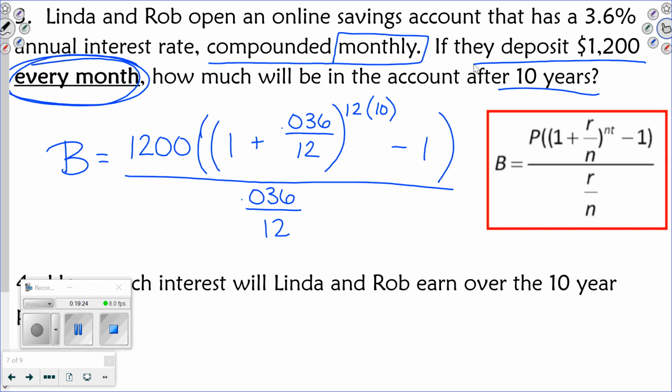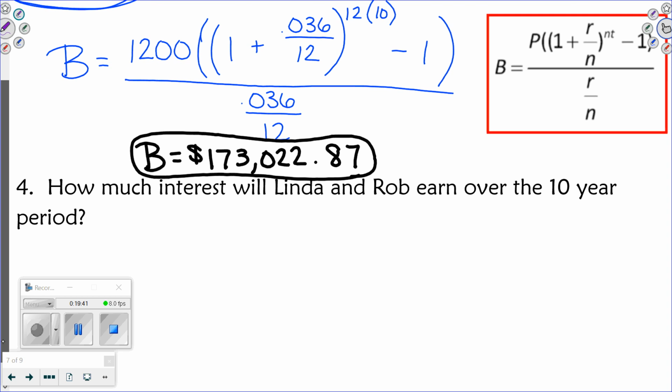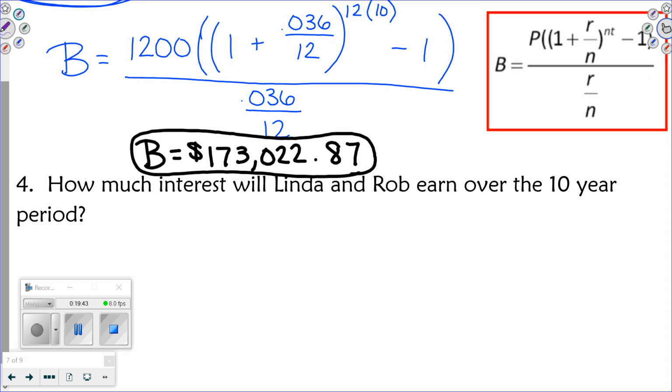All right, so working through here, you should get a balance of $173,022.87. Some of us need to work on our rounding. All right, take a look at number 4 now, guys. How much interest will Linda and Rob earn over the 10-year period?